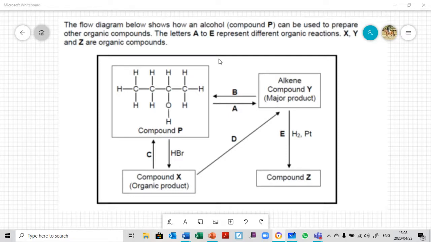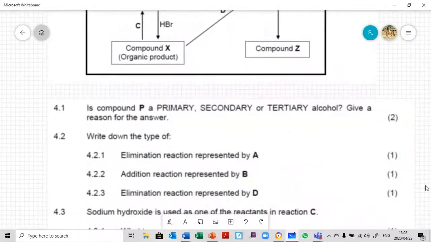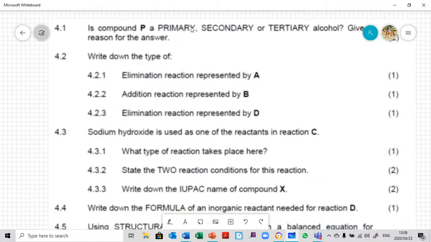So here are our reactions. Let's look at the questions. They want to know, is compound P a primary, secondary, or tertiary alcohol, and give a reason for your answer.